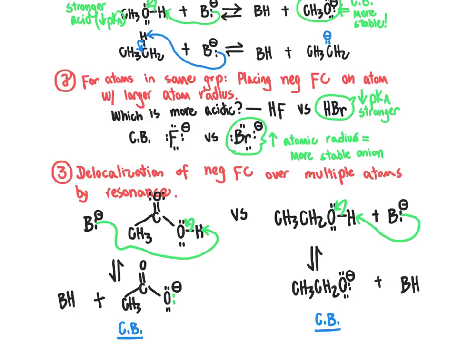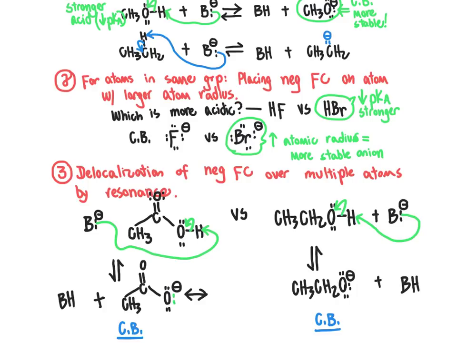And in order for resonance to be productive here, to create a relatively stable conjugate base, it has to be able to allow that negative formal charge to be shared over multiple atoms. If the resonance structure you draw doesn't allow the negative formal charge to be moved over multiple atoms, then it's not going to be productive resonance in terms of stabilizing the conjugate base. And we're asking the question here, can we stabilize the conjugate base?